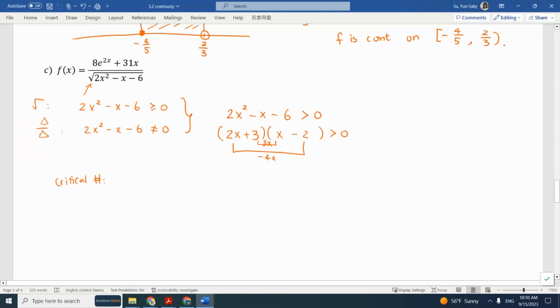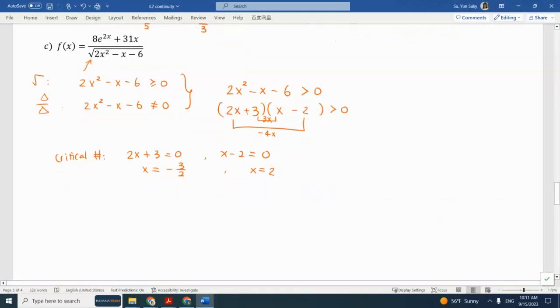Okay? All right. So for the critical numbers, we set each factor equal to 0. So for x, what's x? 3 divided by 2, plus or minus? Minus. Yeah, minus 3 over 2. How about the other one, Will?